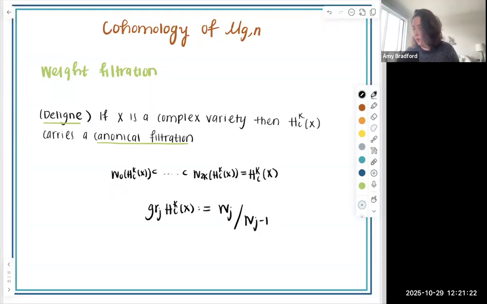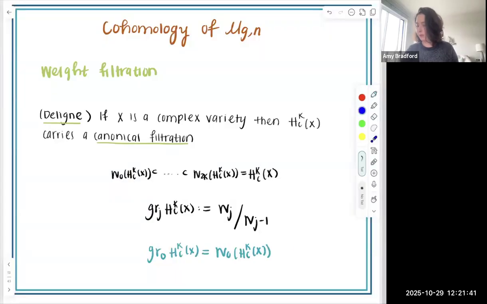Okay, and so for the remainder of the talk, what we're really going to be focusing on is j equals 0. And in that particular case, that's just equal to the weight 0, so sort of the very bottom part of this filtration of the cohomology. So this is sort of the goal, is to say something about this.